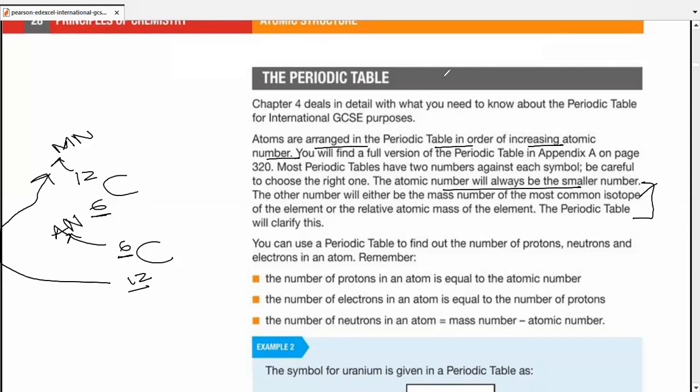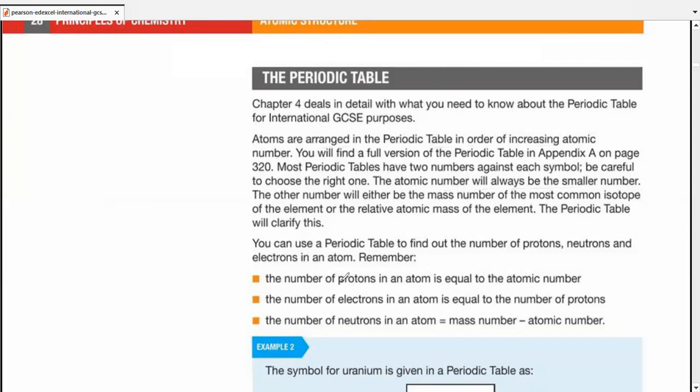Yeah. There are a few more things that you need to be careful about. The number of protons in an atom is equal to the atomic number. The number of electrons in an atom is equal to the number of protons, and the number of neutrons in the atom is equal to the mass number minus the atomic number, just like we did earlier. So that's how you can calculate all three of these.